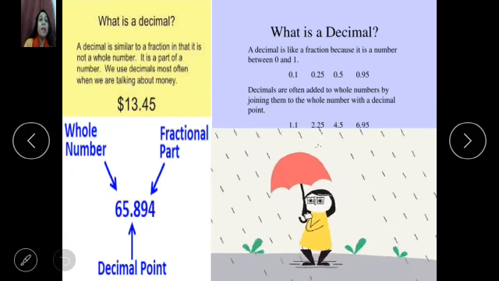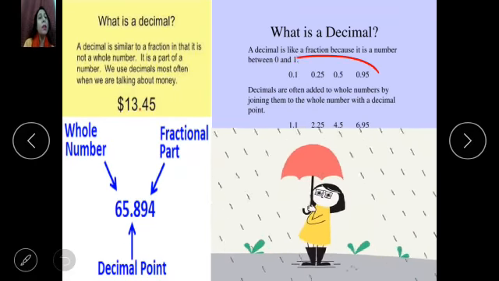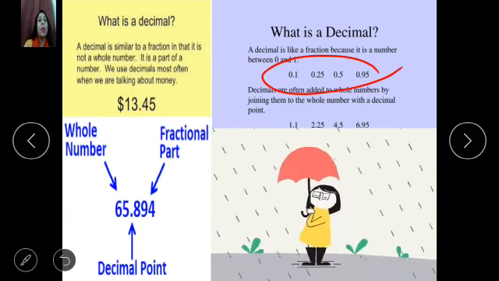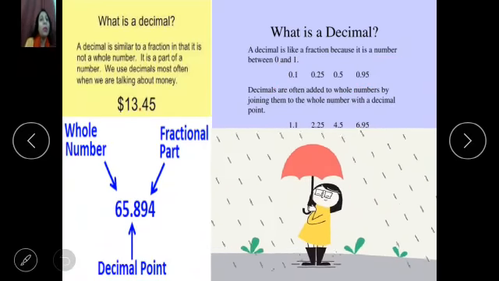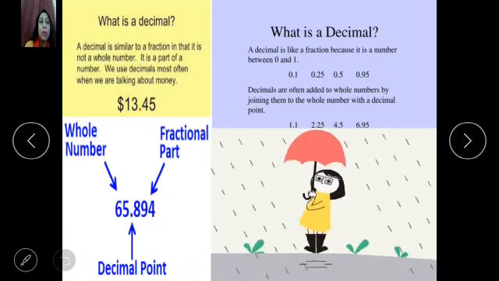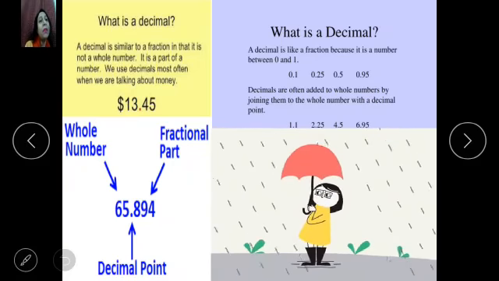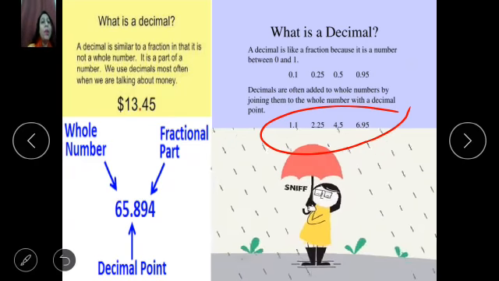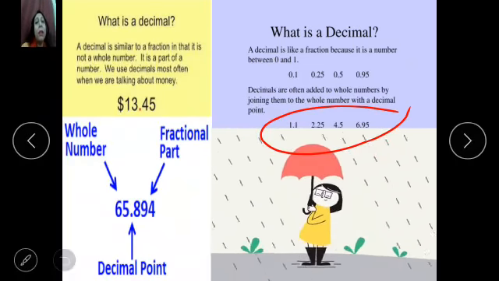Now, a decimal is like a fraction because it is a number between 0 and 1. So here: 0.1, 0.25, 0.5, 0.95. I have given some examples over there. You just see. Now, decimals are often added to whole numbers by joining them to the whole number with a decimal point. Some examples I have taken over there: 1.1, 2.25, 4.5, 6.95.